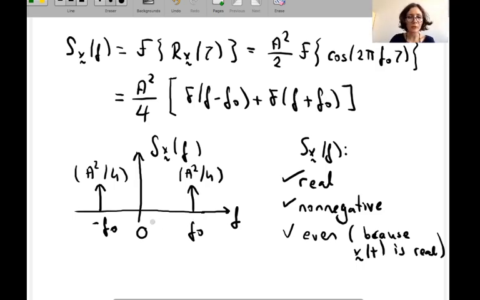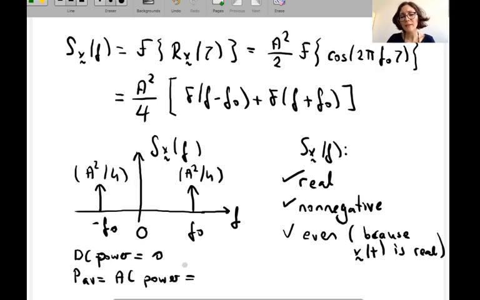To find out the DC power, if you know that your process is ergodic, you look whether there's an impulse at f equals 0. In this case, there is not. This arrow just denotes the name of the y-axis, so there's no impulse at f equals 0. So DC power is equal to 0. Then the average power, which is normally DC power plus the AC power, is completely equal to the AC power in this case.